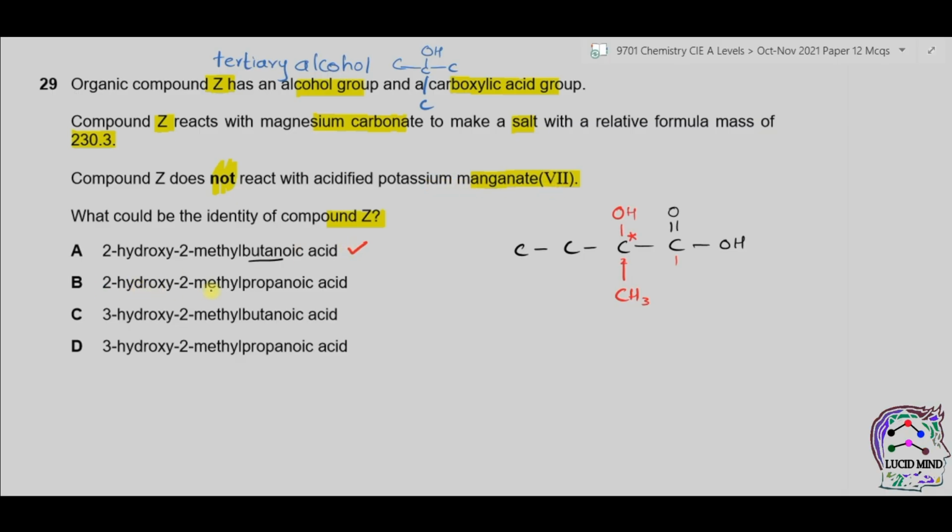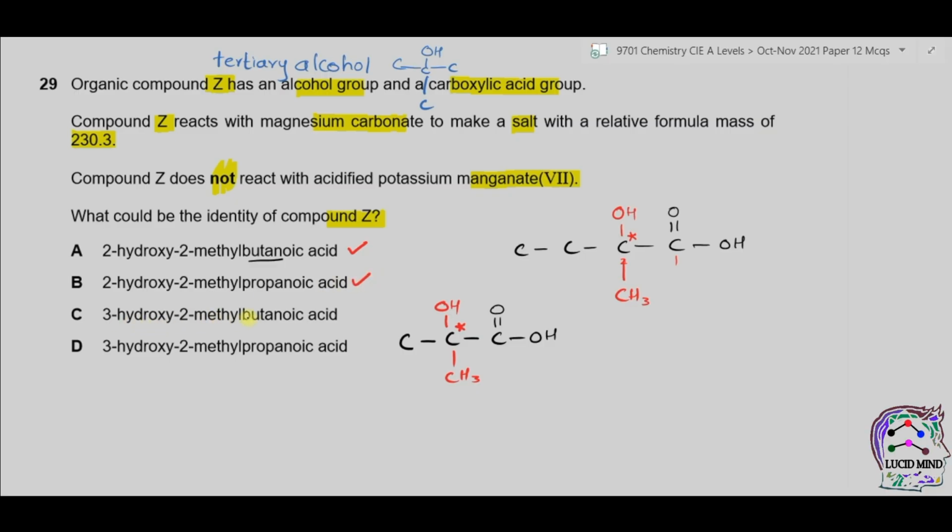Second one is 2-hydroxy 2-methyl propanoic acid. We have 3 carbon atoms in the long chain. On second carbon we have hydroxy and methyl, OH, CH3. Again this is a tertiary alcohol as this carbon is directly attached to 3 other carbon atoms.